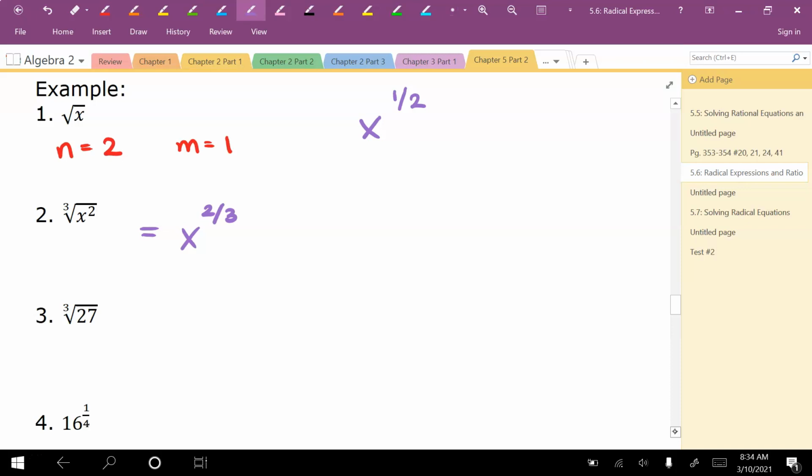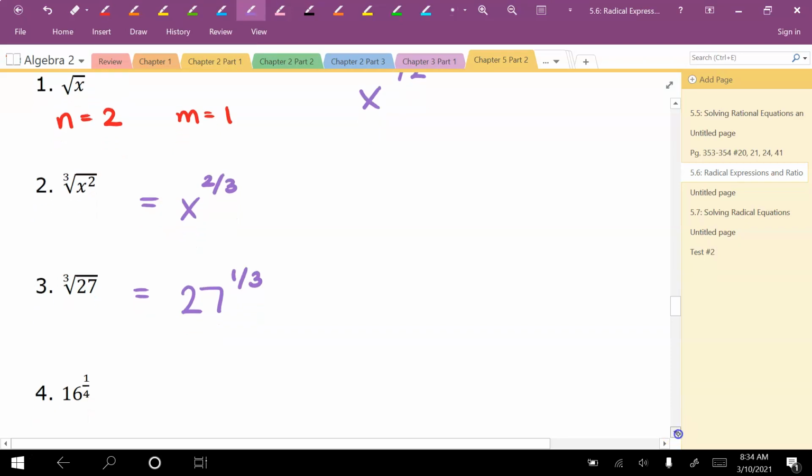So instead of having a letter, they give you a number. So 27 is going to be the base. Now 27 isn't squared or to the third or anything like that, so it's got an exponent of 1. And the root is a 3, so we're going to write 27 to the 1/3 power.